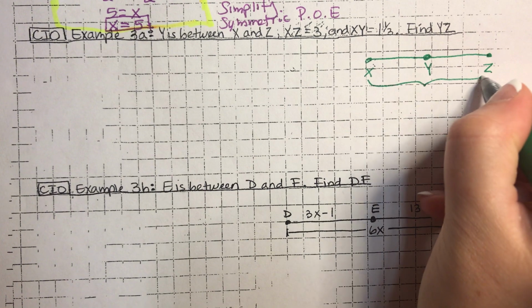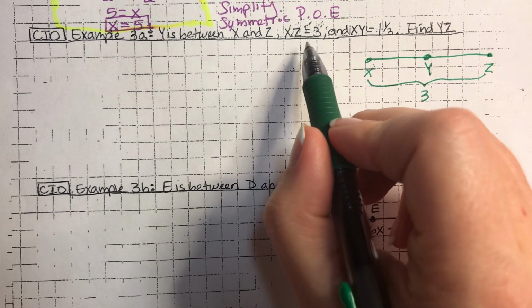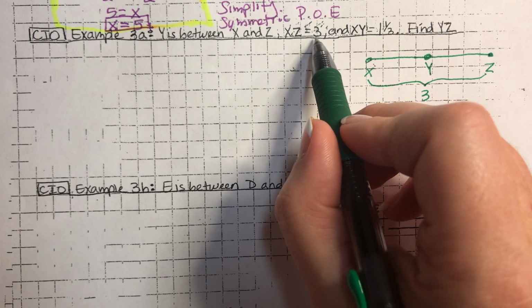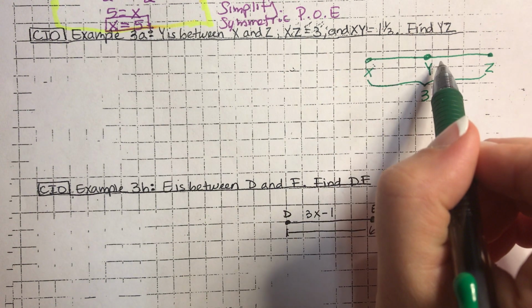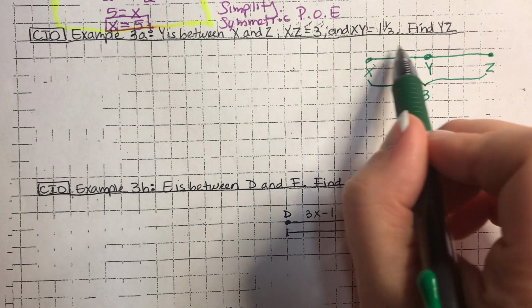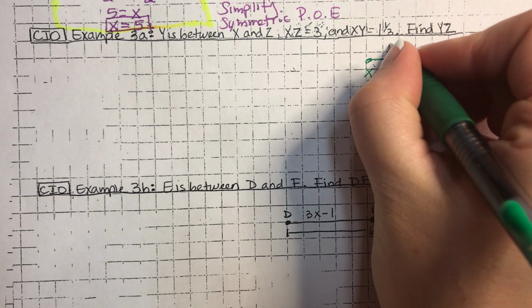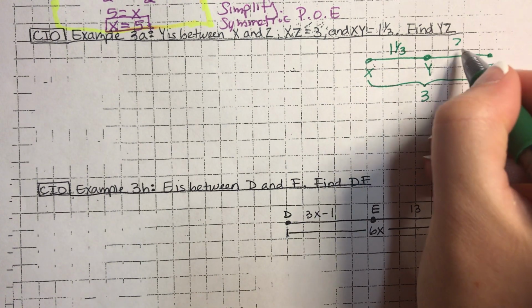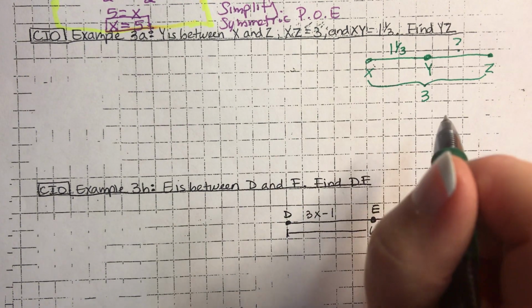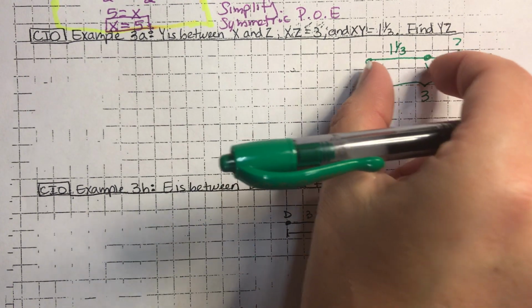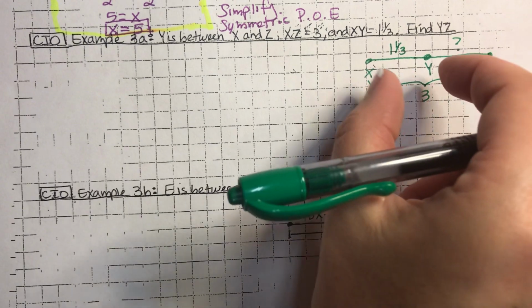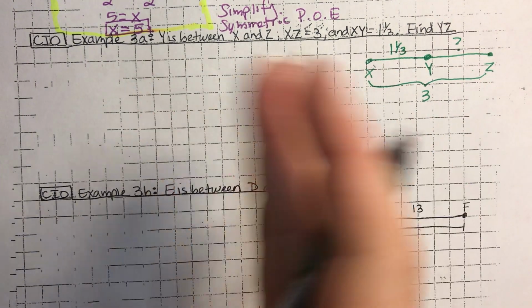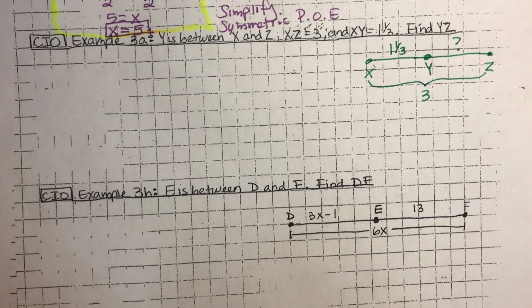I'm going to go like this. The whole thing is 3. Xy is 1 1/3. Oh, what we need to find is yz. We don't know this right here. So here we have another piece making up the whole. So a part and a part making up the whole. So that's obviously a segment addition postulate.